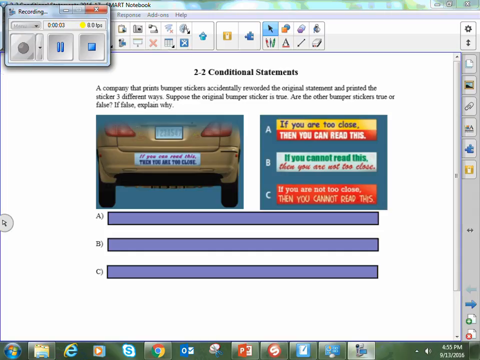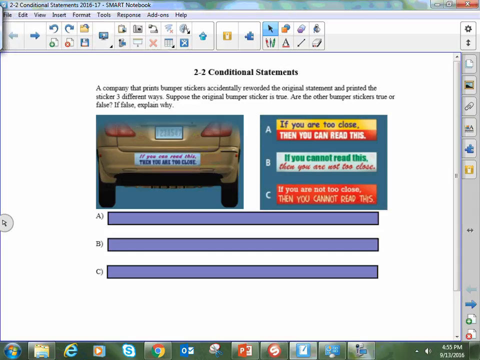Hey everybody, Mr. Piercy here, and what we're going to be discussing in this lesson is what generally in geometry is known as a conditional statement. A conditional statement is something that comes in the form of an if-then format. So before we get too much into what a conditional statement is, let's just take a look at the hypothetical situation that we have starting out with our handout with our notes here.